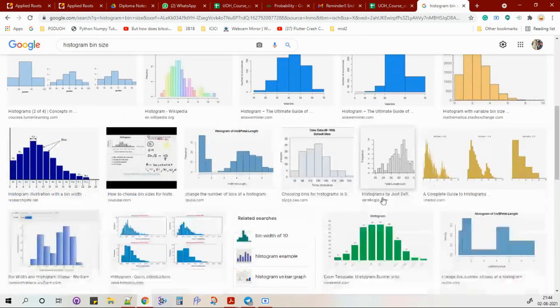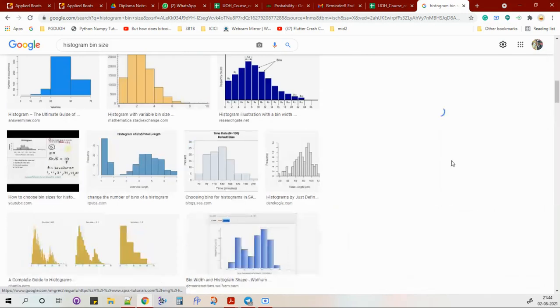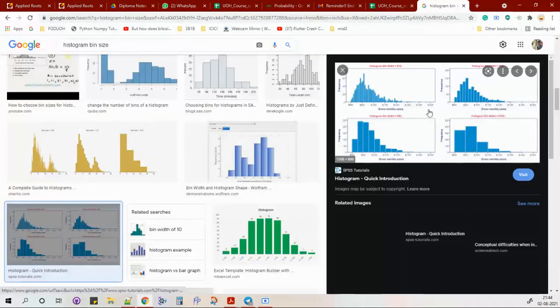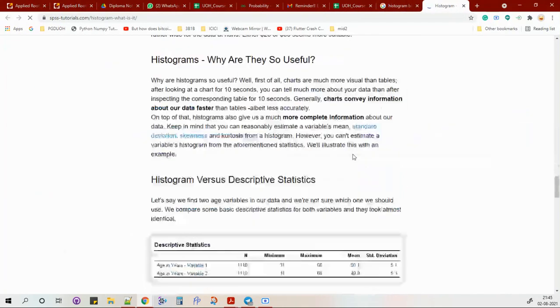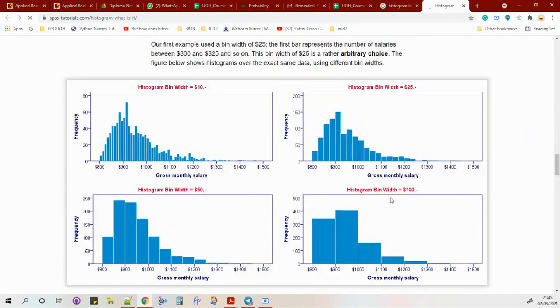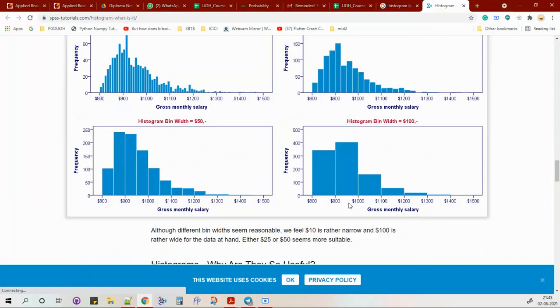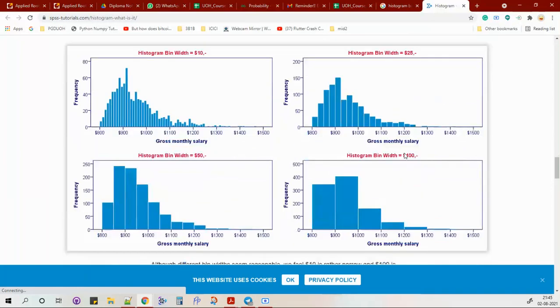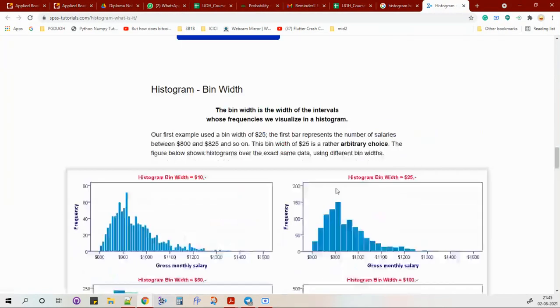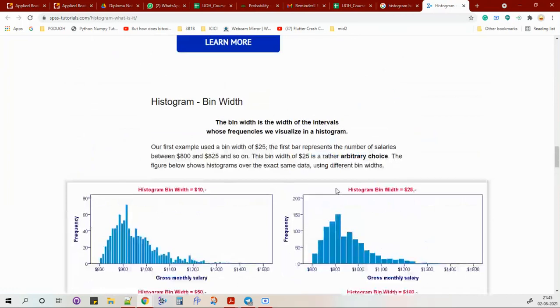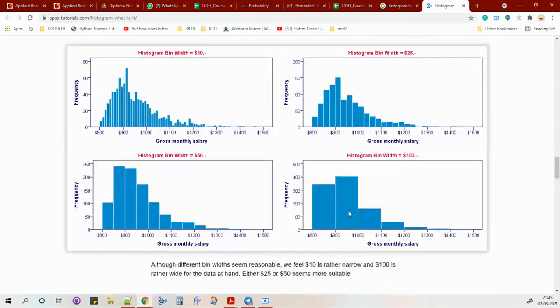Where is the good example? See, here it is. If you are taking something like this, see here, the bin width is $100, and it shows gross monthly salary versus frequency. If you take a bin width of $100, you are calculating how many employees. I'm not sure which data it is, but I guess it is gross monthly salary, so it is the number of employees, if I'm not wrong.